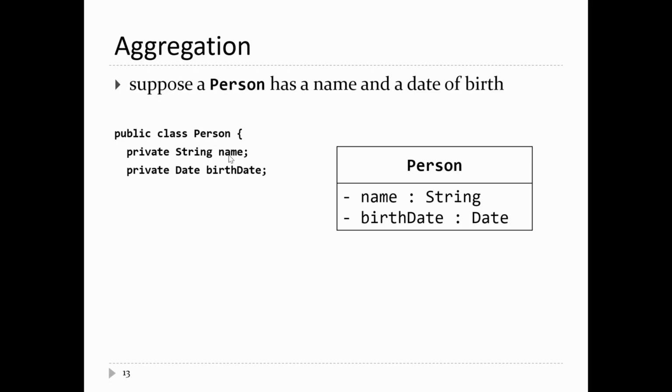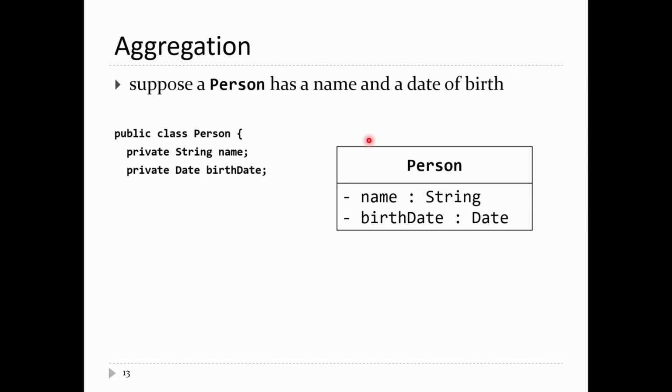So every person has a name, every person has a birth date. Now notice their fields, they're both of reference type. So the name is an object of type String. The birth date is an object of this class called Date, with a capital D. The class Date is found in the package java.util, and it represents a point in time.